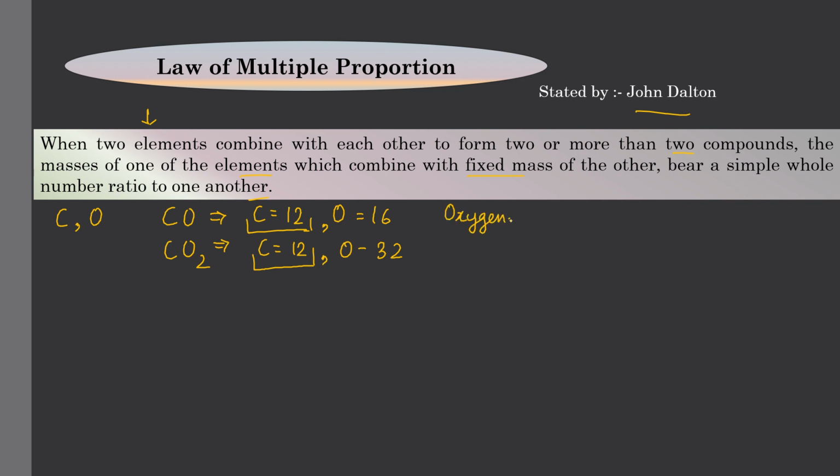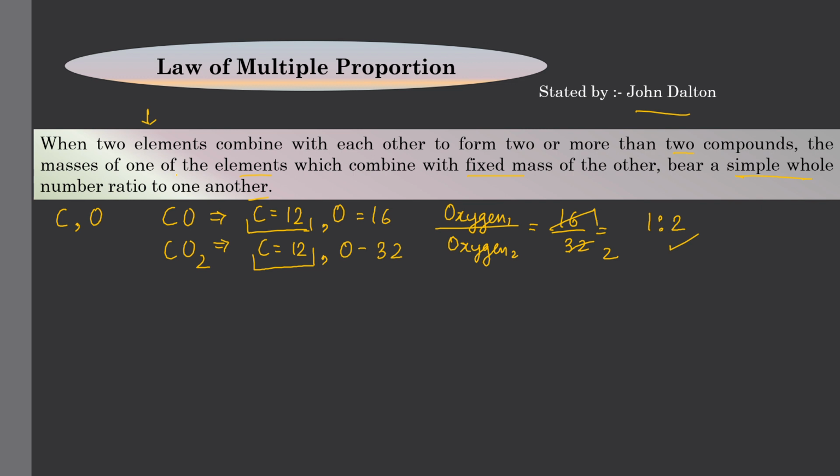in the first case divided by the oxygen in the second case. It is 16 ratio 32, and we will get the ratio to be 1 ratio 2. 16 is one time and this is 2 times. That is what our definition says, that it bears a simple whole number ratio. Which bears a simple whole number ratio? The one which is not fixed. That is, here we have oxygen. Here the mass of oxygen is not fixed, while that of carbon is fixed.